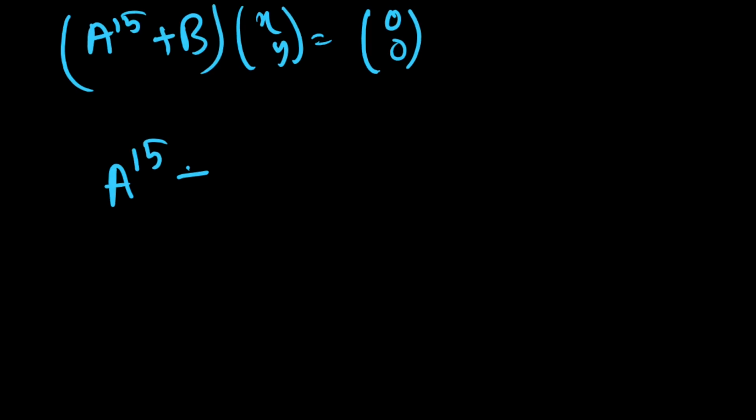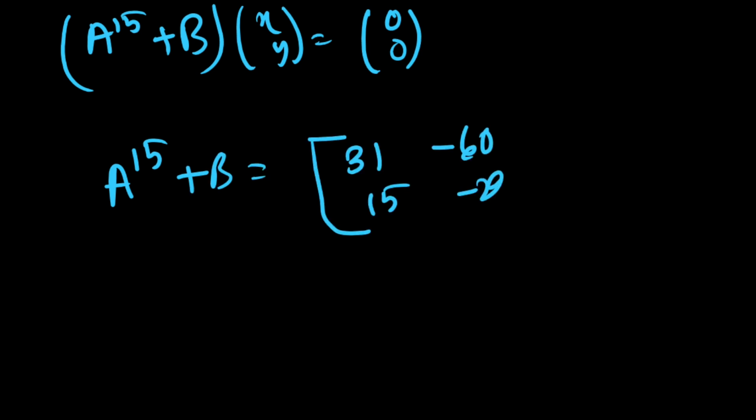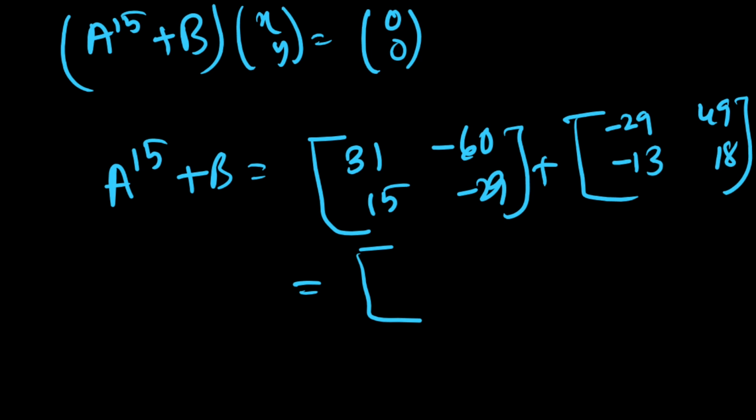In the condition it is given that a power 15 plus b, multiplied by x y, is equal to 0. So we want to add a power 15 plus b. A power 15 we got, that is 31, minus 60, 15, minus 29, plus b, which is given, b is equal to minus 29, 49, minus 13, 18. So when we add this, we got 2, minus 11, 2, minus 11. Therefore a power 15 plus b is equal to this matrix.